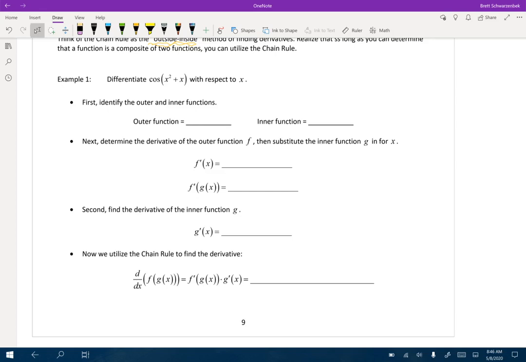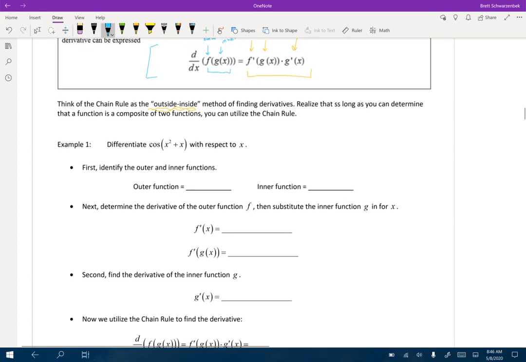And most of what you're going to use from now on will use the chain rule, so it's really hard to move on unless you know this. So let's talk about how we break this down. Look at the function. We have cosine of x squared plus x.